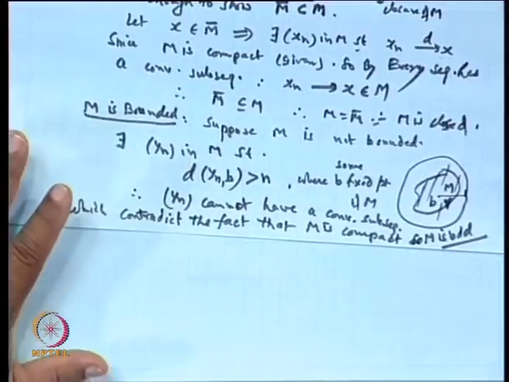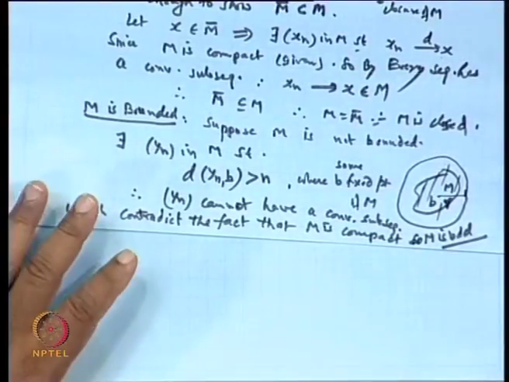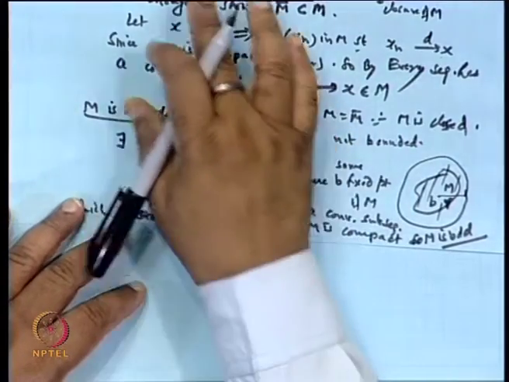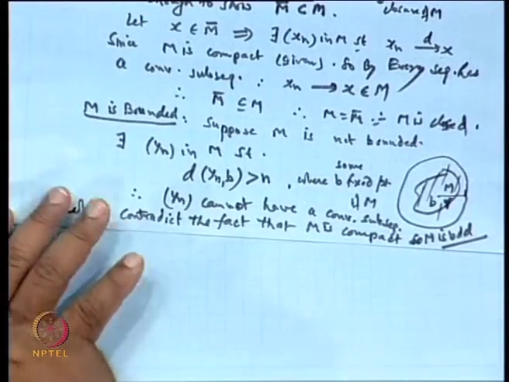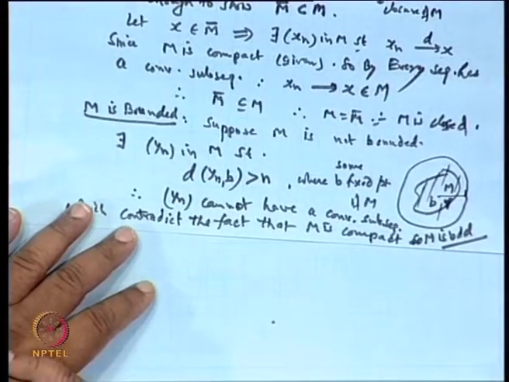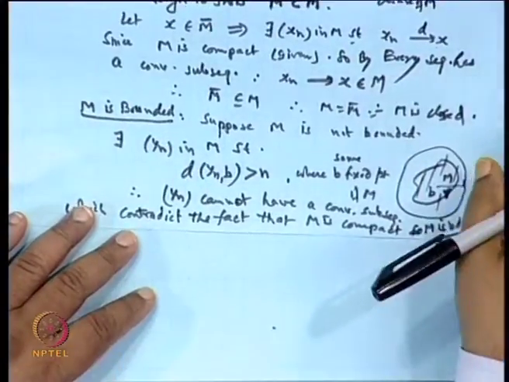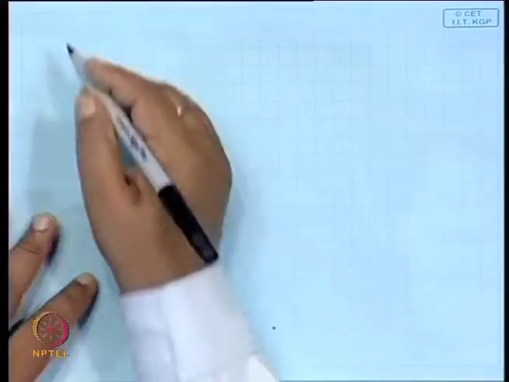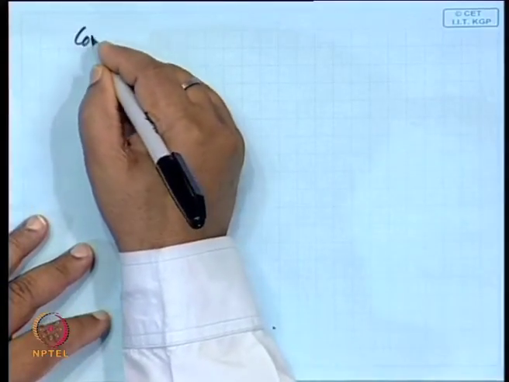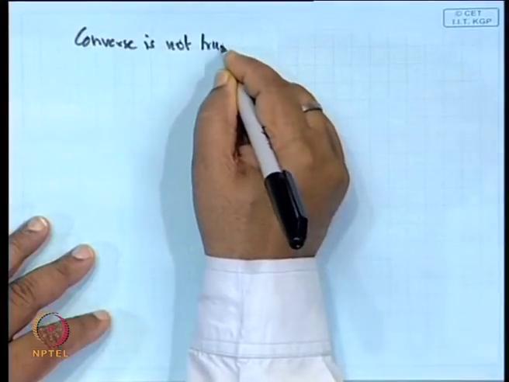Clear? So this lemma says that if a set in a metric space is compact, then it has to be closed and bounded. But it does not say anything about the converse. If M is closed and bounded in an arbitrary metric space, will M be compact or not? In general, this is not true. The converse is not true in general.